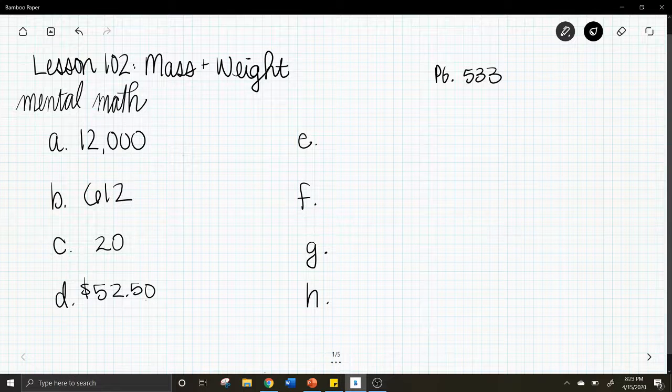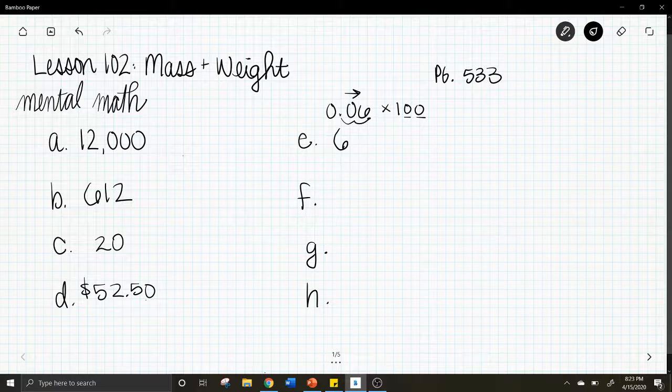All right, letter E, 0.06 or 6 hundredths times 100. And the answer is 6. I say this every time, but remember with these, you're just moving your decimal to the right for however many zeros there are. So we move our decimal over 2 places and we end up with 6.